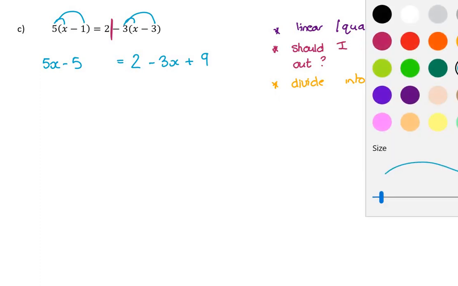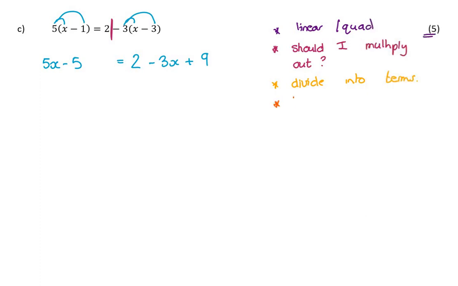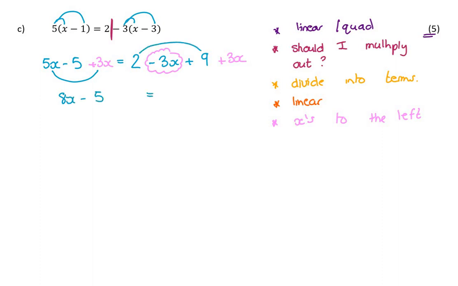Now personally, I now realize that this is linear because there are no x squareds even when I've multiplied out, which means I need to get my x's to one side. So I want my x's to the left. So the only x's that are in the so-called wrong place are these minus 3x's. So I'm going to add 3x to this side and add 3x to that side. So if I just neaten both sides up now, on the left-hand side I've got 5x plus 3x, which is 8x, and I've got a minus 5. On the right-hand side, I've got 2 plus 9, which is 11, and minus 3x plus 3x, which disappears.